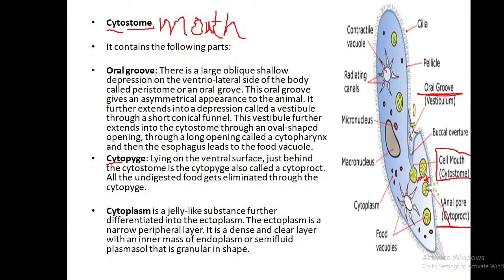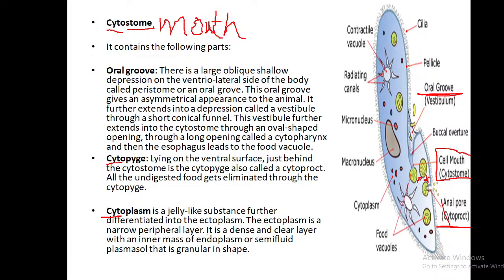Oral groove, cytostome. Cytostome means cell mouth. So these are the different parts of the cytostome: the oral groove, the cytopharynx, and then the cytoplasm. Cytoplasm is the gel-like substance which is present in the body of the Paramecium. Everything inside the body of the Paramecium together is what we call the cytoplasm. The blue colored structure you can see here is known as the cytoplasm. The content inside the cell is called cytoplasm. All the organelles are found in the cytoplasm, whether it is the nucleus or the contractile vacuoles, everything is found inside the cytoplasm.